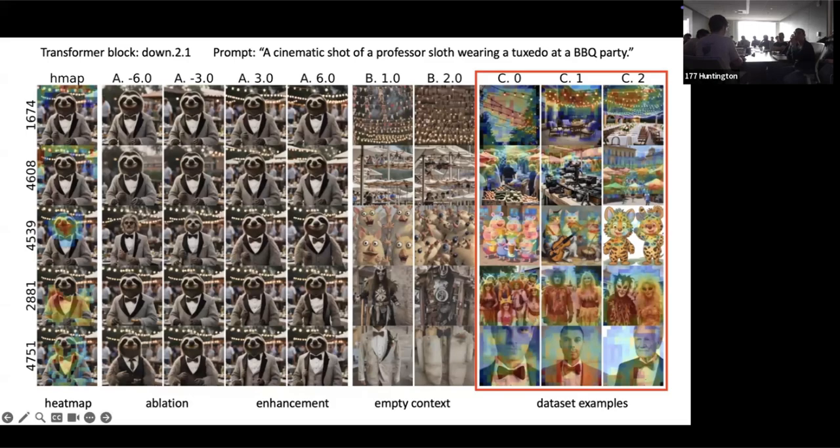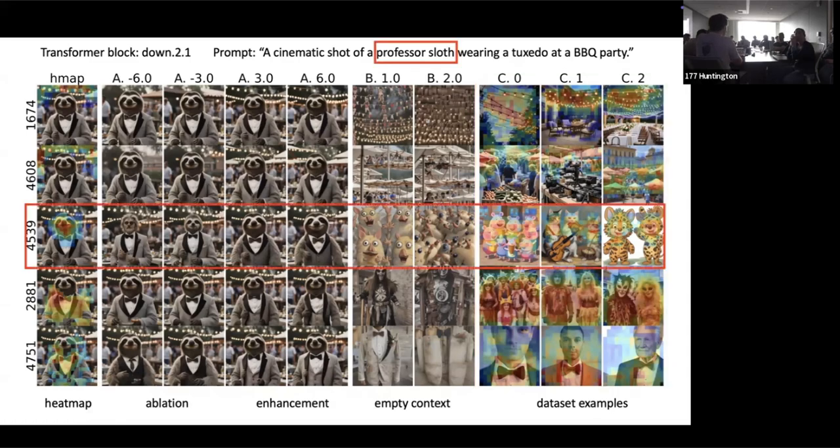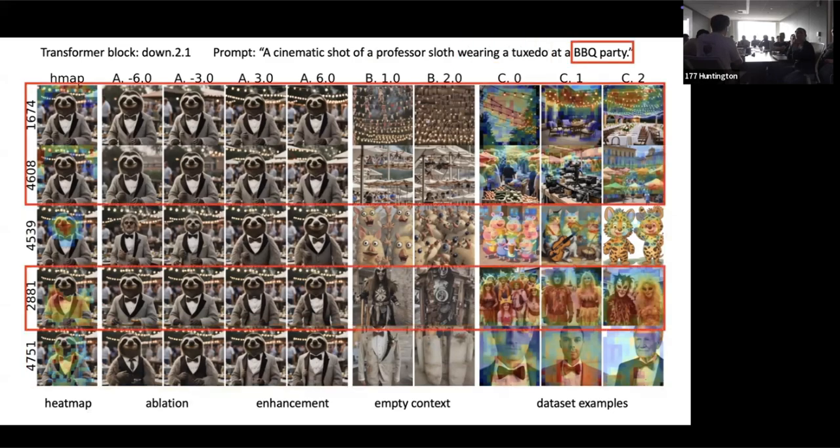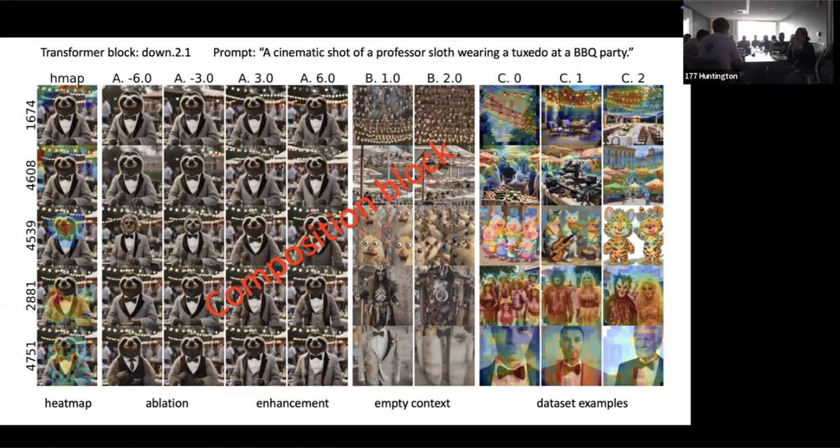Okay, so this is the block that we call the composition block, and we call it that because you can connect a lot of the features with elements of the prompt, right? But by no means is this an accurate characterization of the block. But it helps to think about it.